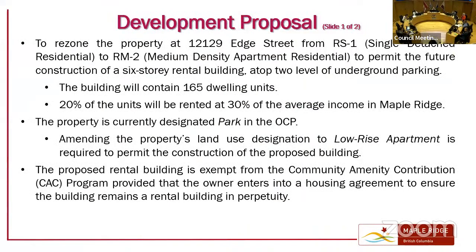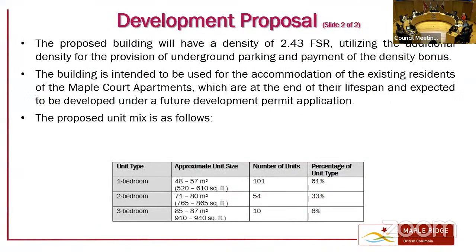The proposed 6-story building will have a density of 2.43 FSR, including 1.8 base density in addition to additional density for provision of underground parking and the density bonus. Considering that this is going to be a rental building, no CAC will be required if the applicant agrees to enter into a housing agreement.